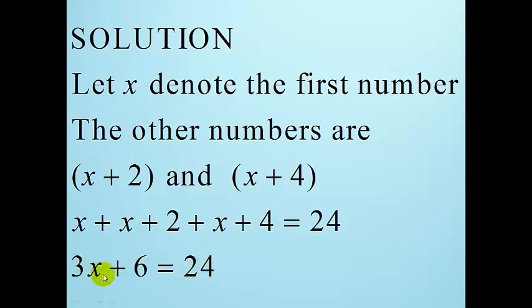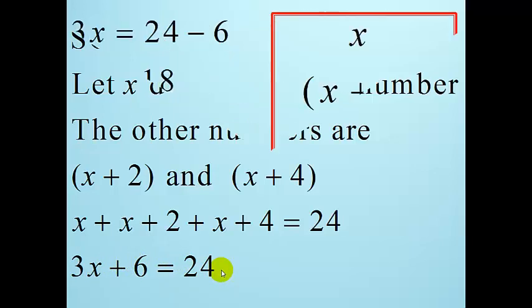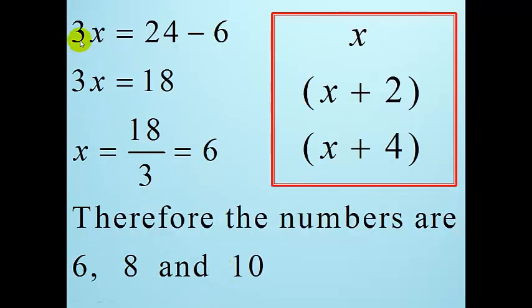Now solving for x, we have to group the constants on one side. And so plus 6 on the left hand side becomes minus 6 on the right hand side. Now let's proceed. 3x equals 24 minus 6 because plus 6 that was on the left hand side is now minus 6 on the right hand side, and 24 minus 6 is equal to 18. Now if 3x is equal to 18, how do we solve for x? We need to divide both sides by 3.